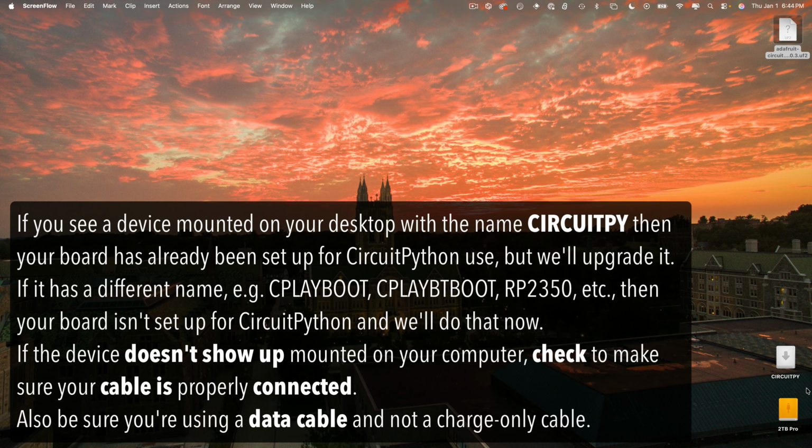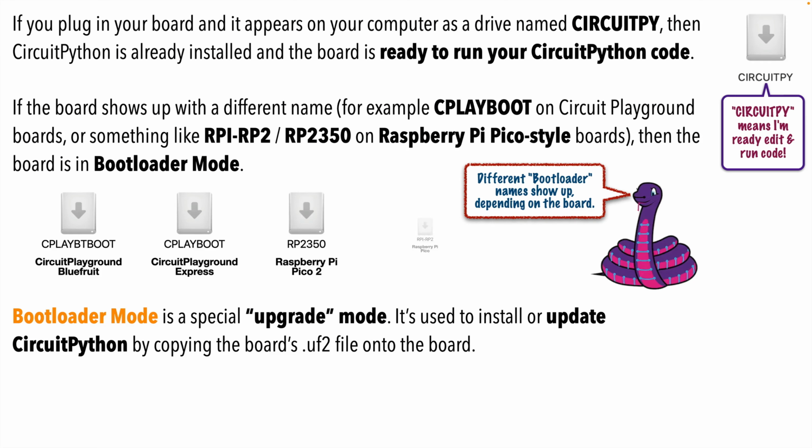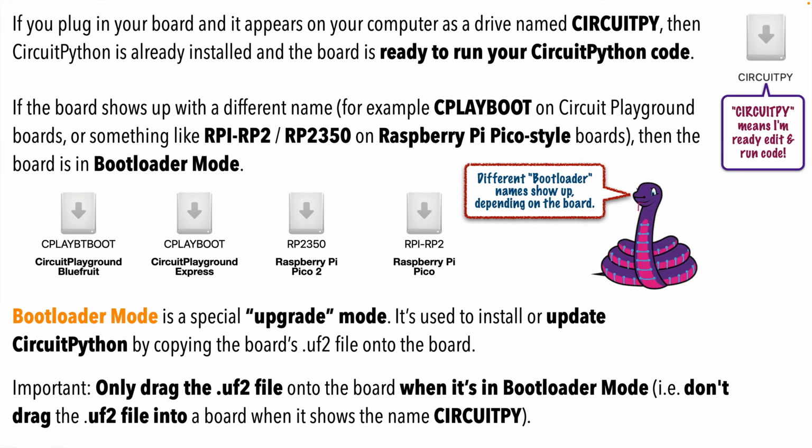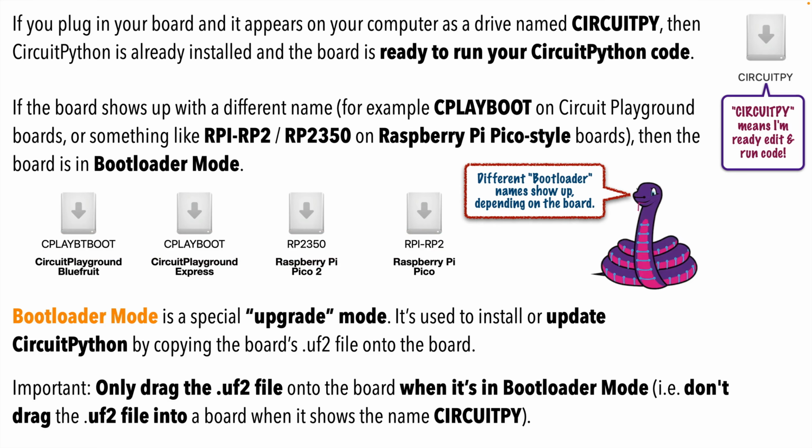If it shows up with a different name, don't worry, that means you're already in Bootloader mode. Bootloader mode is simply a special way for setting the board up so that it can be upgraded with the latest version of CircuitPython. It's going to have a different name other than CircuitPy, and regardless of whether or not your board was set up to run CircuitPython previously, we're going to put it into Bootloader mode now so that we can upgrade it with the latest version of CircuitPython. That's the UF2 file that we just downloaded.